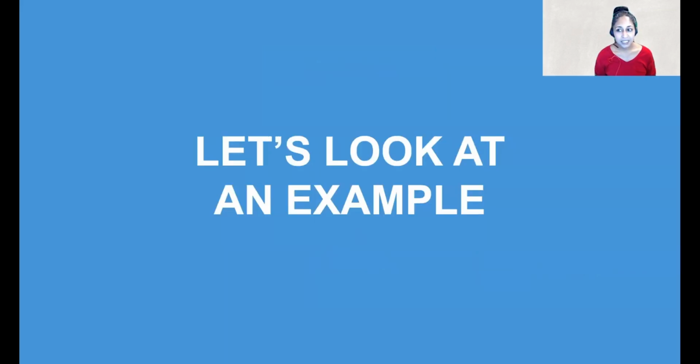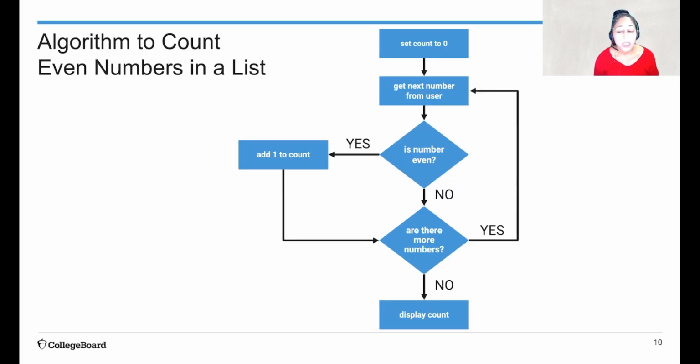So let's look at some examples of how we represent algorithms and how we write them. One common way of writing algorithms is using a flowchart. In this flowchart, I am trying to count the number of even numbers in a list. I start off by setting count to 0. I get the next number from the user. I check if it's even or odd. And then I check whether there are more numbers in the list before I finally display the final count at the end.